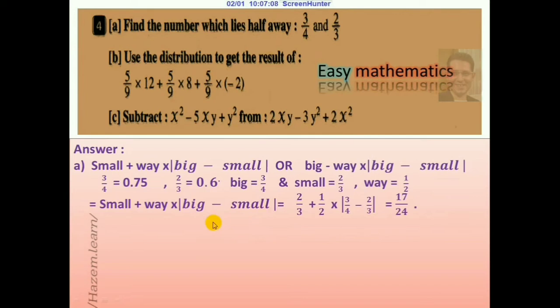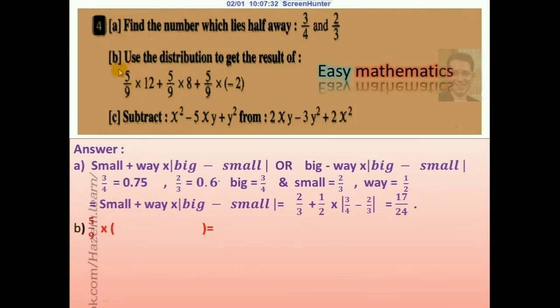Okay, let's solve letter B. Use the distribution to get the result of 5 over 9 times 12 plus 5 over 9 times 8 plus 5 over 9 times -2. What about the distributive property here? We search for the repeated numbers or the repeated rational number. So clear, it will be 5 over 9. So how to solve it?